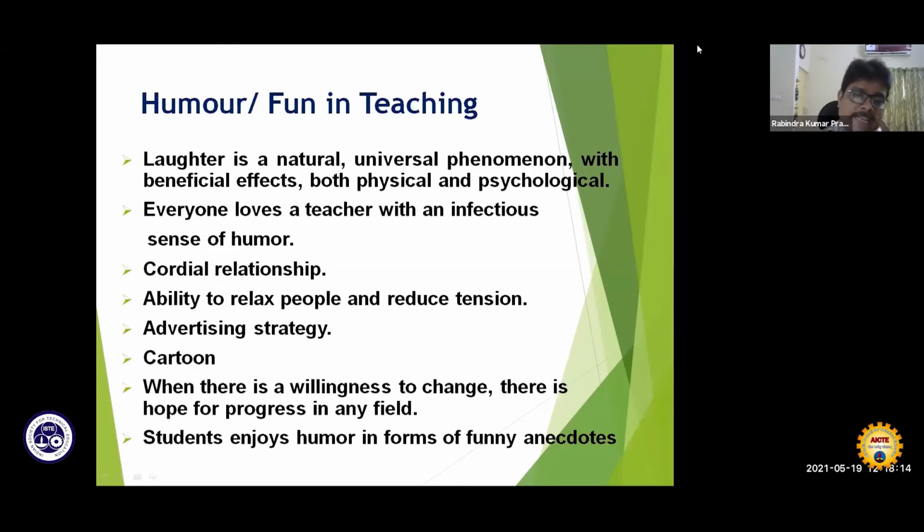Another is advertising strategies, use of cartoons. When there is a willingness to change, there is hope for progress in any field. So students enjoy humor in the form of funny anecdotes. So the use of humor is very, very essential in the classroom, making the classroom more engaging.